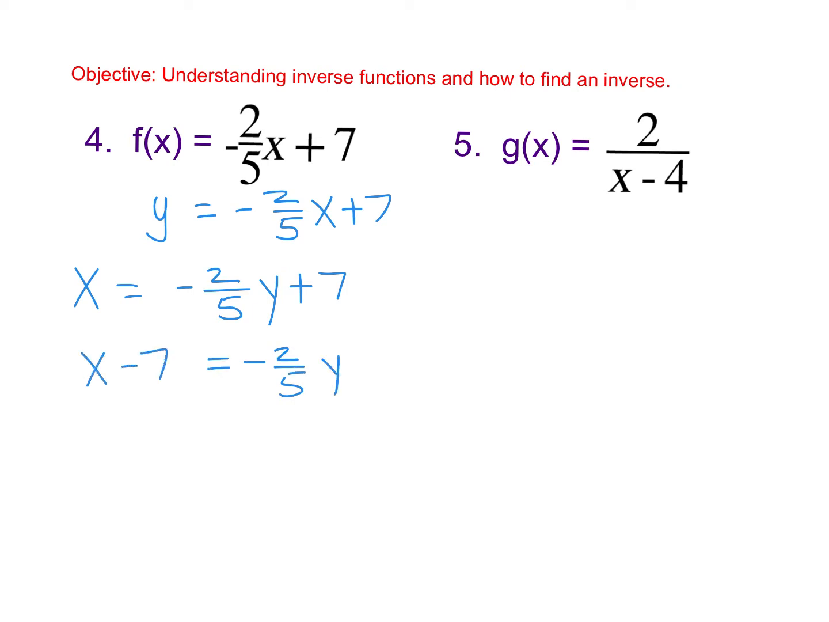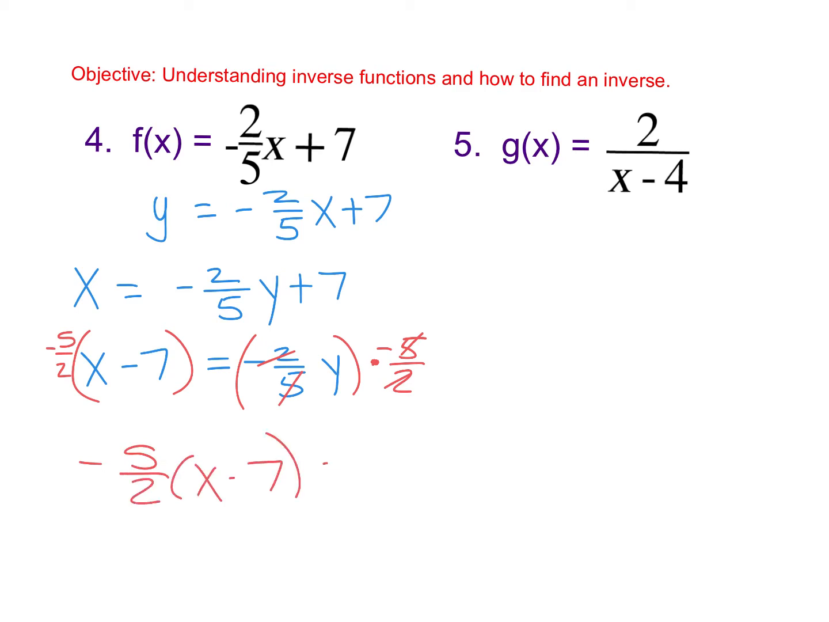All right, so now how do you get rid of the negative 2/5? There's a couple ways to do it. The easiest way to do it is multiply by the reciprocal. So the reciprocal of negative 2/5 is negative 5 over 2. So then the 5's cancel, the negative 2's cancel. So times negative 5 over 2. And I'm going to leave it like that. I'm going to leave it negative 5 over 2, x minus 7 equals y.